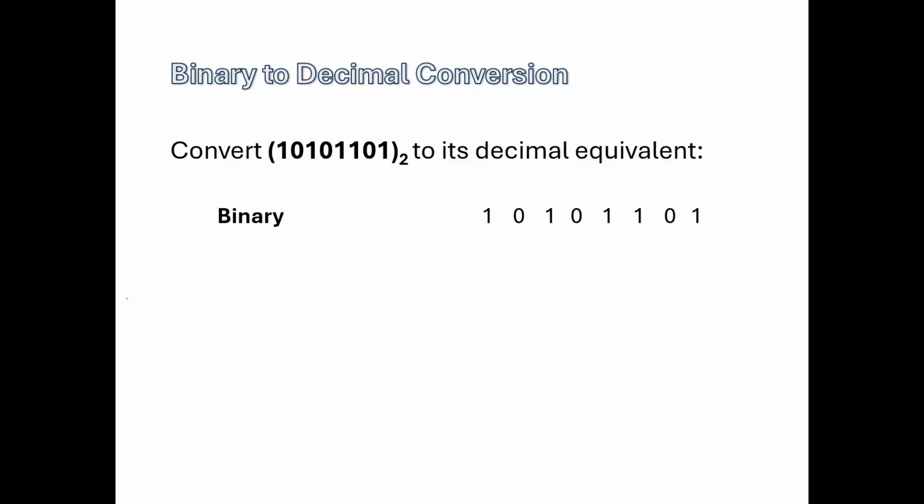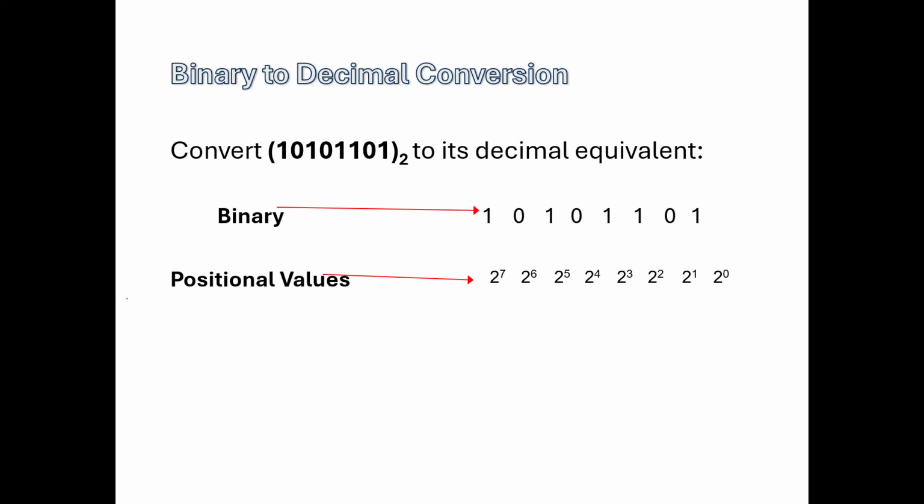So I'll write my binary number down. After writing that, I would go and write the positional values of the binary numbers. So the positional values are as follows. For the first one, it is 2 raised to the power 0. Second one, 2 raised to the power 1. Third one, 2 raised to the power 2. 2 raised to the power 3, and so on and so forth.